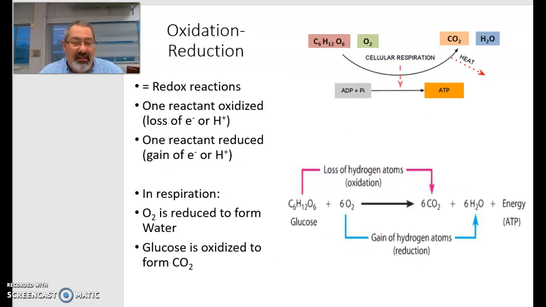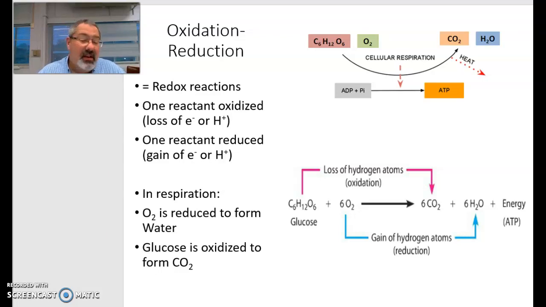So I wanted to explain a little bit better this redox reaction, oxidation and reduction. Oxidation is when a molecule loses hydrogen atoms or ions or electrons. So glucose is oxidized in respiration, so it loses its hydrogen atoms, and the resultant product is carbon dioxide. Look at the pinkish red arrow in the lower right corner of the figure.